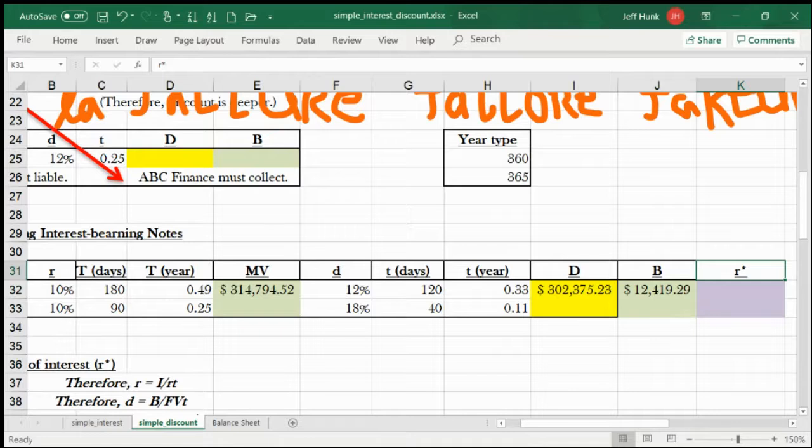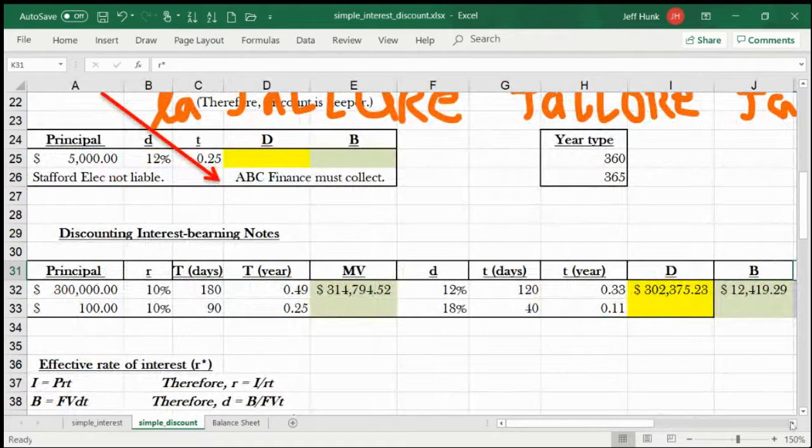Good. What is this? I'm going to have to come back to this later. This is called the effective interest rate. Okay, effective interest rate. But I will have to come back to that later.